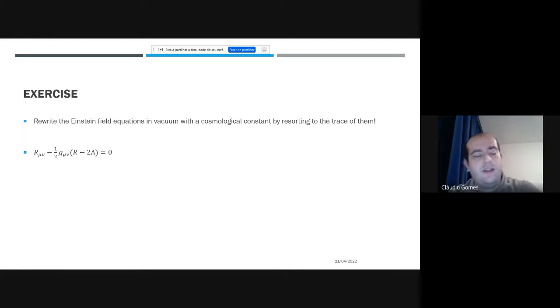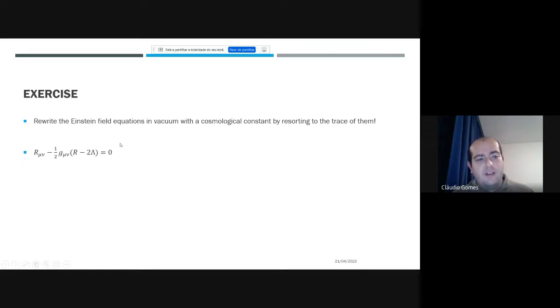So this is an exercise that I would hope you can do in 5 minutes, for instance: rewrite the Einstein field equations in vacuum with a cosmological constant by resorting to the trace of them. Remember, you cast the Einstein field equations, you take the trace in the presence of a cosmological term, you use the trace equation, and you plug it into the metric field equation, and you will get something. Let's see, what do you get?